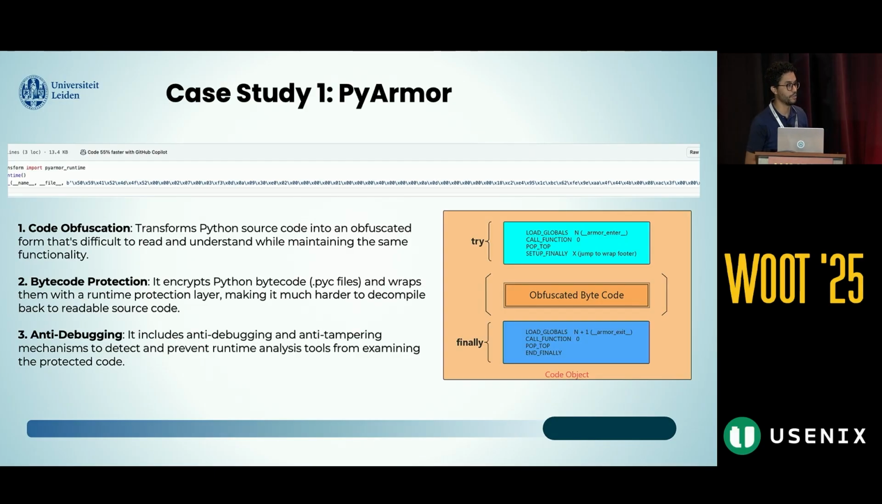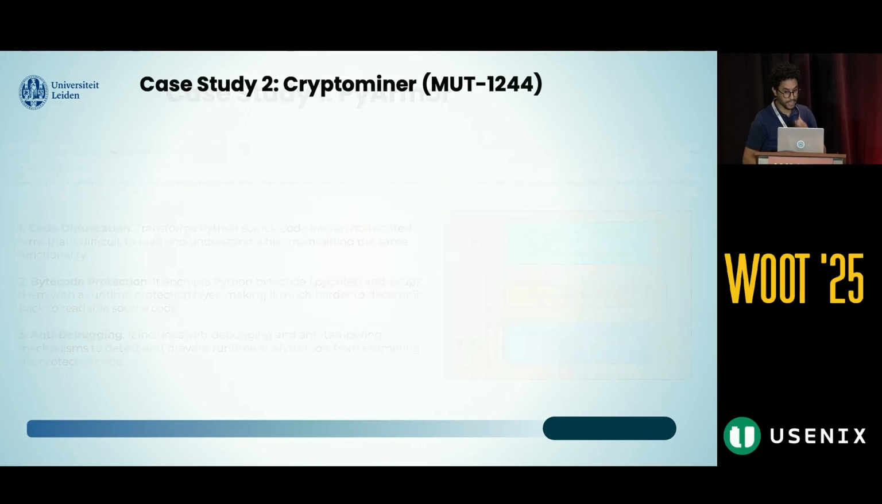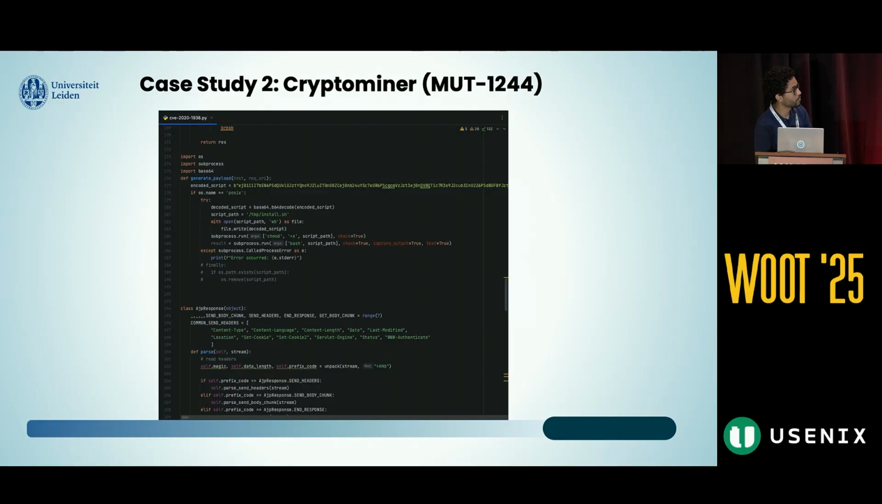The only way you can know what it is is to actually run the code in a sandbox and see if there are any malicious activities happening and analyze it. So far, we are not aware of any technique to deal with this code other than dynamic analysis. The second use case is a crypto miner that we detected.